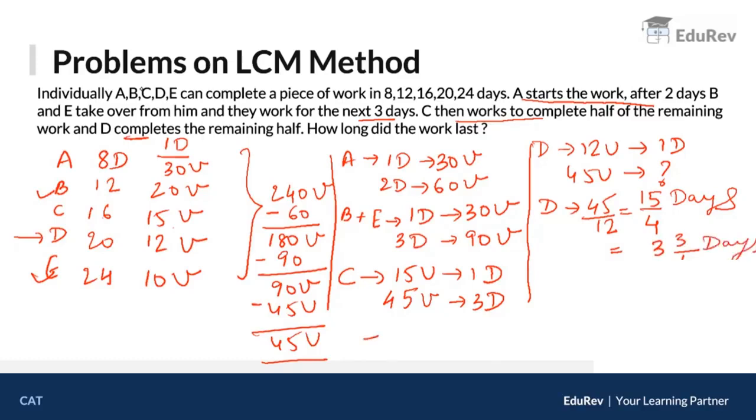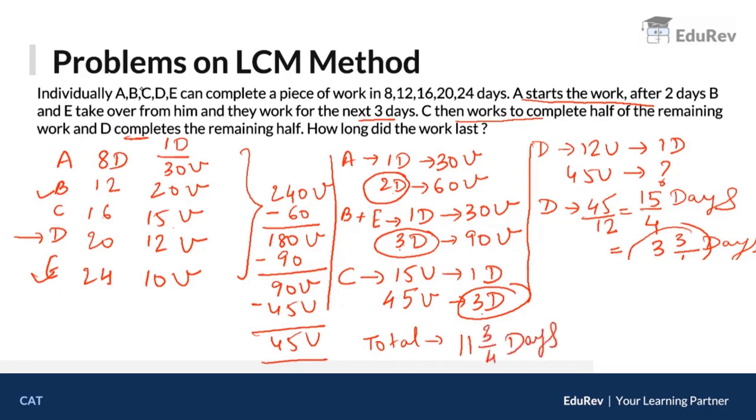So the question is, total how many days were taken? Earlier A worked for 2 days, then these guys worked for 3 days, then C worked for 3 days and D worked for 3 by 4 days. So 2 plus 3 is 5, 5 plus 3 is 8, 8 plus 3 is 11. So your answer is 11 3 by 4 days were taken to complete the entire task.